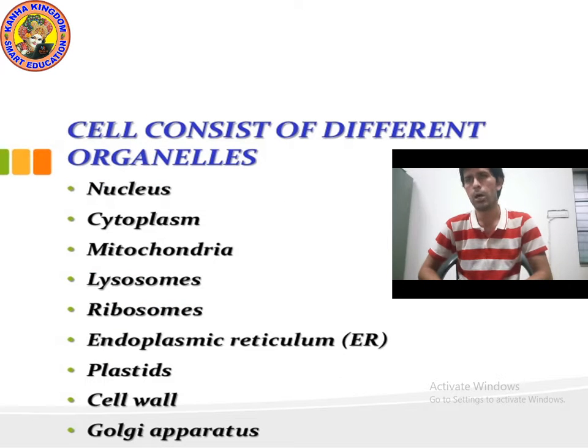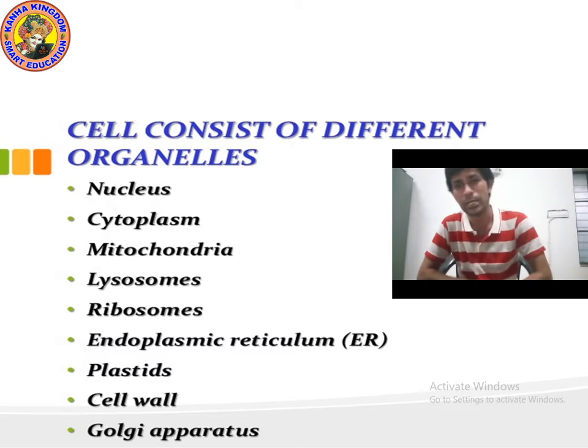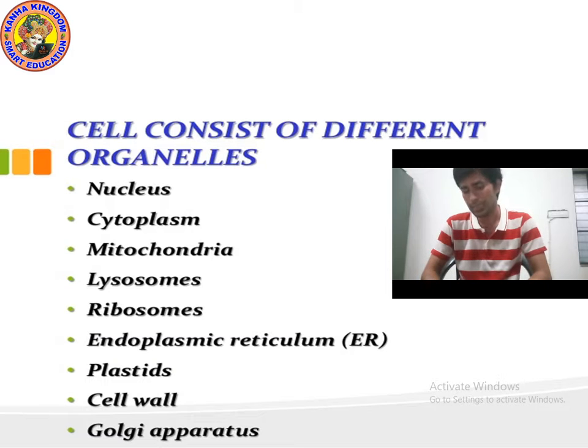Okay, kids. Now, next topic: the cell consists of different organelles. Inside the cell there are many things present. There are different parts of a cell, which are known as organelles. You can see 9 parts I have written, which means 9 organelles. So we can say a cell consists of different organelles.